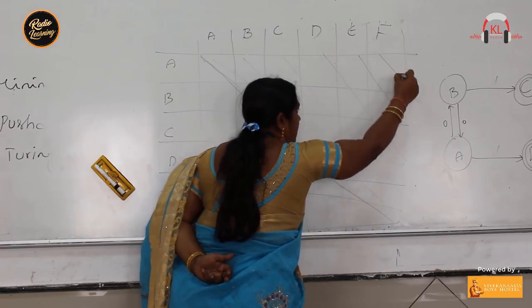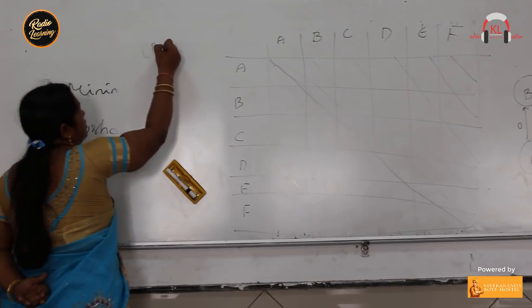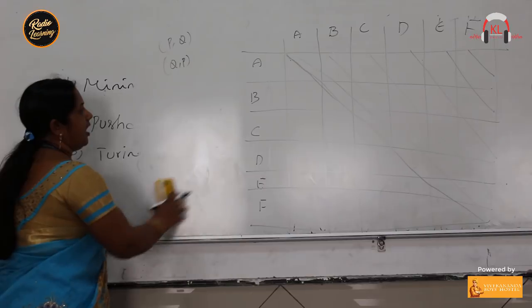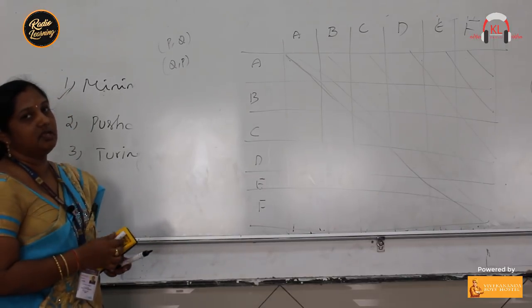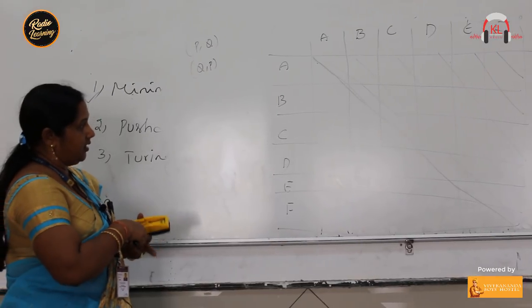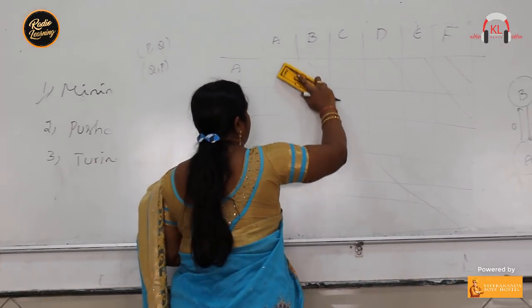Why are we eliminating the repetition of pairs? If you take the pair P comma Q, this is also Q comma P. So whenever you have a repetition of a pair like this, we just eliminate it. That is the first step we are doing. The second step is next; no problem at all, I am removing this.